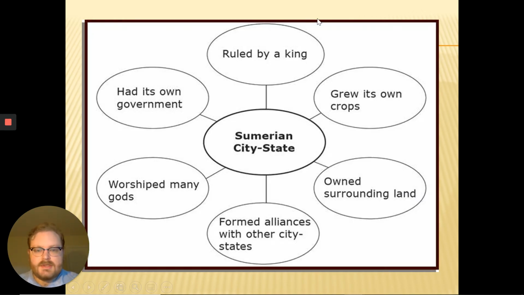So, guys, you guys have seen this chart before in my class, but this is a characteristic of a Sumerian city-state. We talked about city-states in Greece a little bit later, too. They had an aspect like this as well. But a Sumerian city-state, which are these little independent cities that operated kind of like their own countries. They each had their own government. They were each ruled by a king. They each grew their own crops. They each owned surrounding land. They each formed alliances with other city-states, and they worshipped many gods.